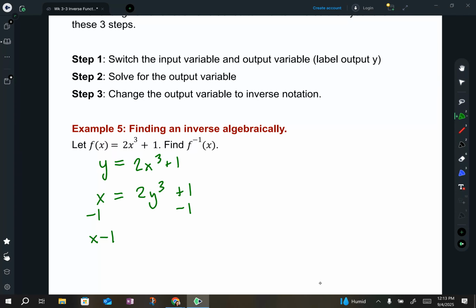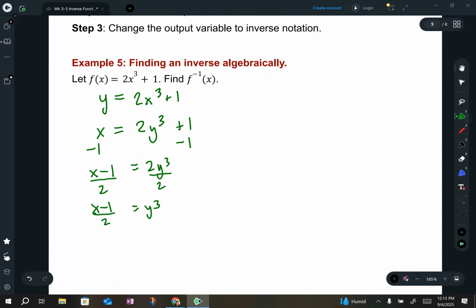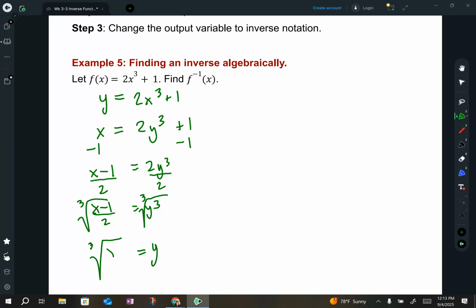x minus 1 equals 2y cubed. Divide by 2. We have (x minus 1) over 2 equals y cubed. Keep going. How do we undo cube? Well, we take a cube root. So we take the cube root of each side, and that gives us y equals the cube root of (x minus 1) over 2. So that is our inverse function. So let's rewrite that: f inverse of x equals the cube root of (x minus 1) over 2.